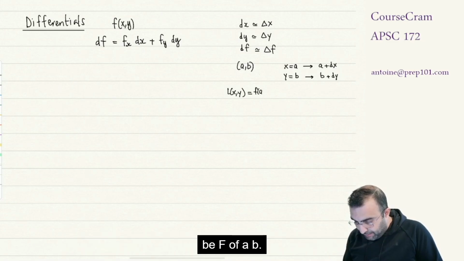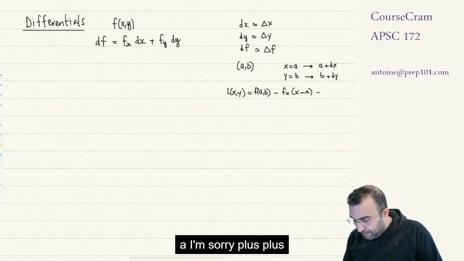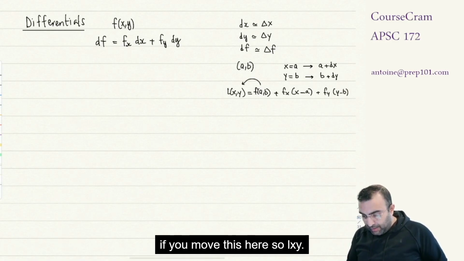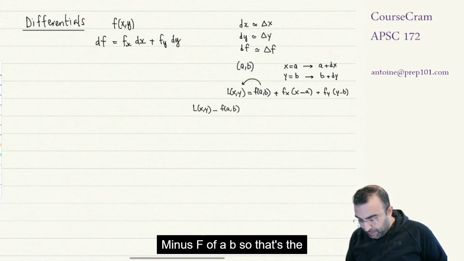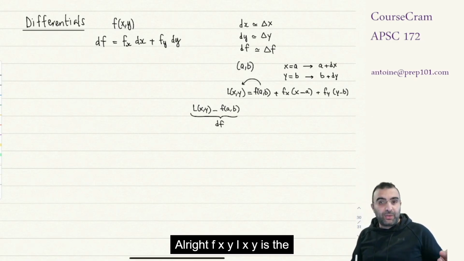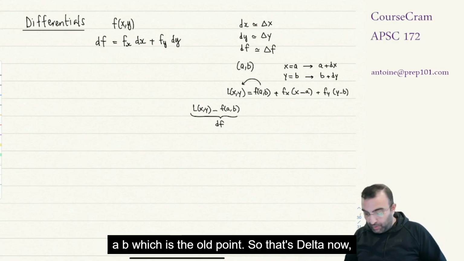That would be f(a,b) plus f sub x times (x minus a), plus f sub y times (y minus b). Look, if you move this here, L(x,y) minus f(a,b), so that's the change in f. L(x,y) is the new point that you're trying to estimate, minus f(a,b), which is the old point, so that's delta f.